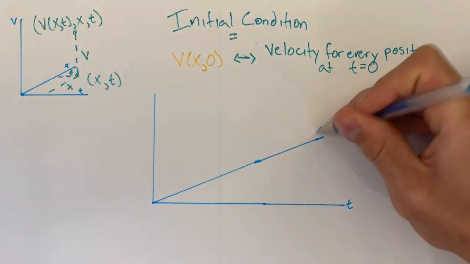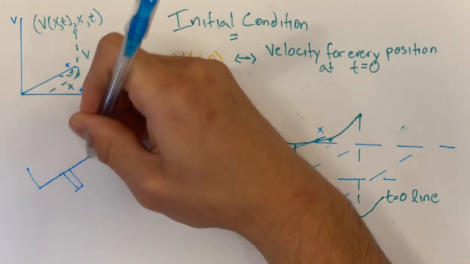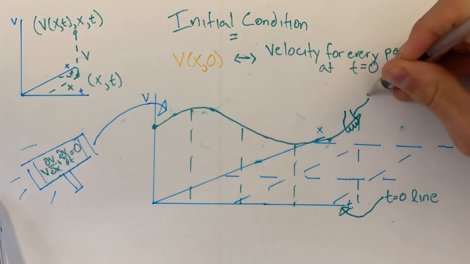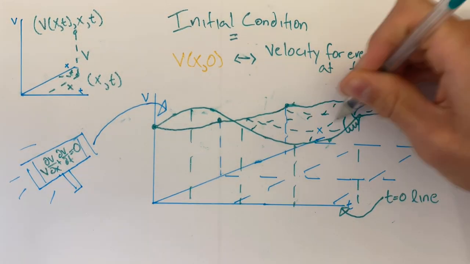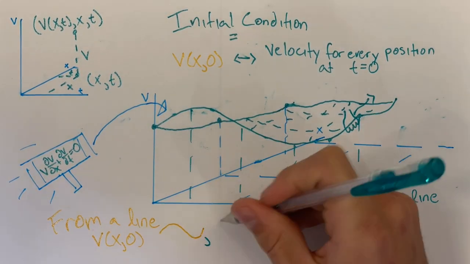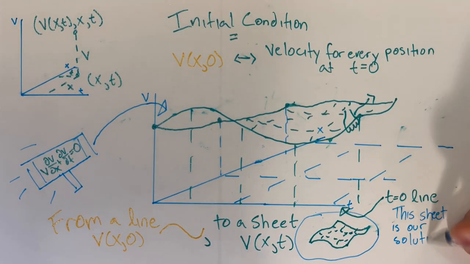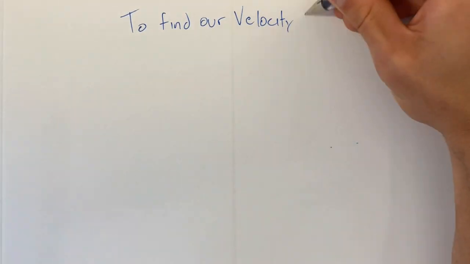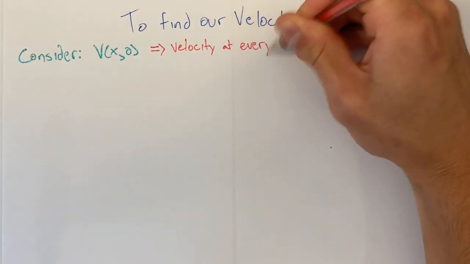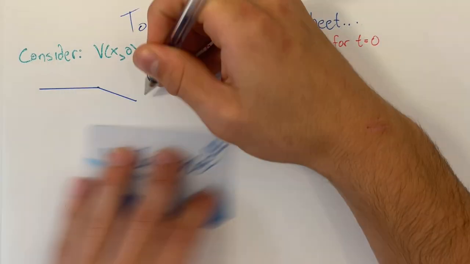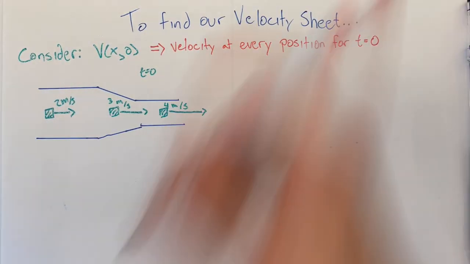Our initial conditions, we said, was a velocity given for every position at t equals zero. So that's just a line running through the t equals zero plane. Then, what our differential equation tells us is how to evolve that line through time. Imagine grabbing the line and spreading it out over time so that it covers not just a 2D line, but a whole sheet. That sheet is our solution, and our differential equation will tell us exactly how that sheet looks. So to actually solve Burgers' equation, to find that 2D sheet, we're going to first look at our initial condition, the velocity profile. This velocity profile tells us at every x what our velocity is at t equals zero.